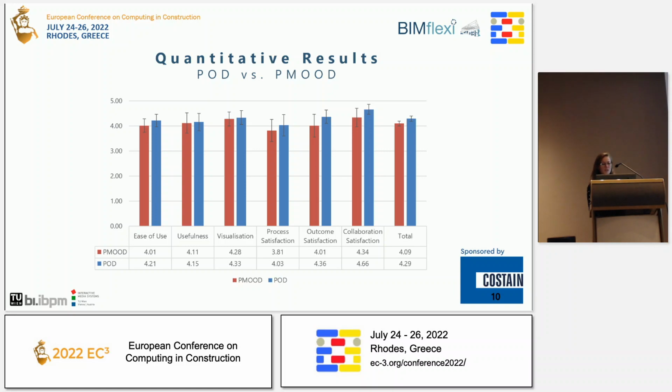So for the POD, it says 4.03, and the PMOD 3.81. The questionnaires also revealed the highest difference in performance amongst the 2 approaches in the subcategory satisfaction with outcome by the difference of 0.35. Results for the technology acceptance model show the subcategory of visualization performed highest in both approaches, for the POD with 4.33 and the PMOD with 4.28. So while the automatic approach is rated on average with 4.09, the manual approach has an average rating of 4.29.